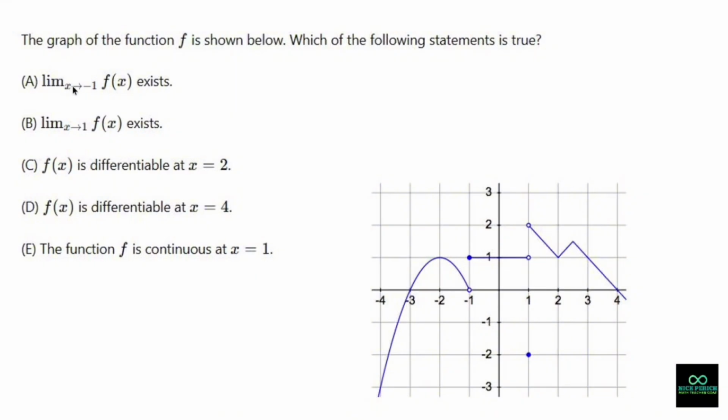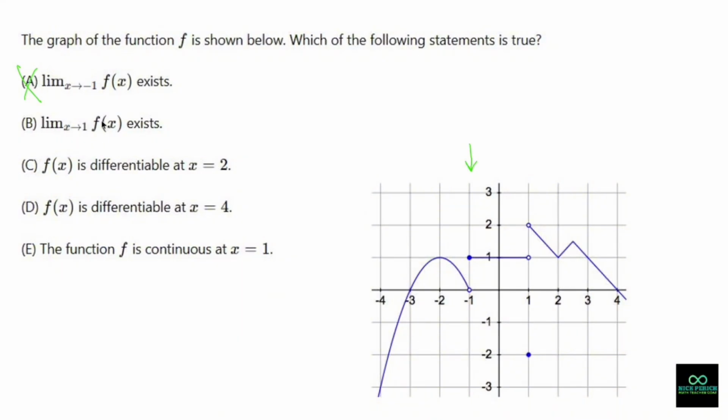The limit as x approaches negative 1 of f of x exists. So here's negative 1. In order for the limit to exist at a constant number, the left-handed limit and the right-handed limit have to be the same. This is not the case. The left-handed limit approaches 0, the right-handed limit approaches 1, which means the limit as x approaches negative 1 does not exist. The answer is not A.